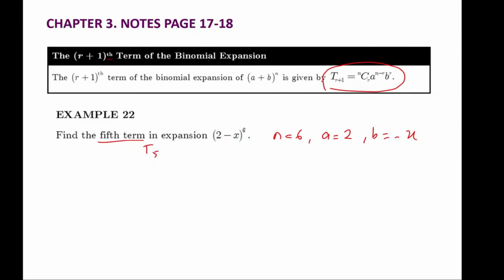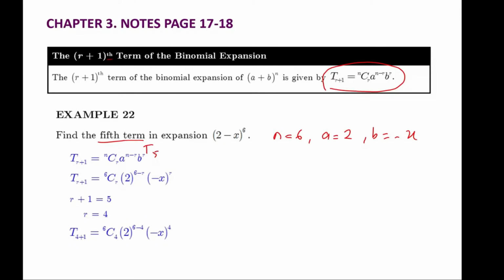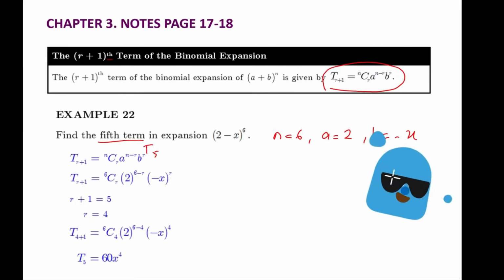So substituting our a and b into T(r+1), we then get nCr times 2 to the power 6 minus r times minus x to the power r. We are to find T5, so we compare r plus 1 with 5, which means our r is 4. Then substituting r equals 4 into our T(r+1) and simplifying the coefficients, we get T5 equals 60x to the power 4.